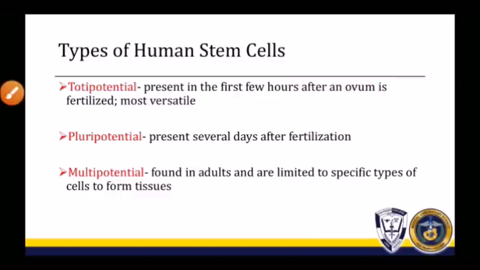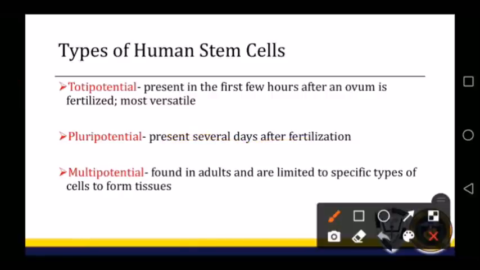So the next type of stem cell is the pluripotential stem cell. So these pluripotential stem cells are derived from totipotential stem cells. Si pluripotential stem cells, they are present several days after fertilization. So our fertilized egg, several days after fertilization, will somehow look like this. So this is the embryo. Then this is the yolk sac.